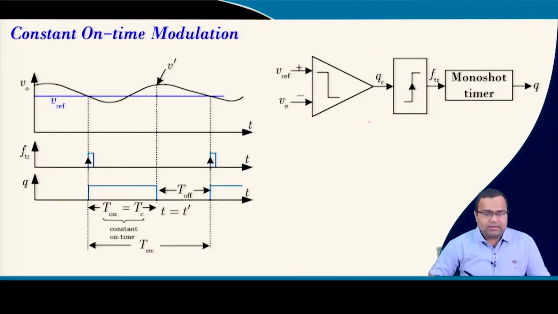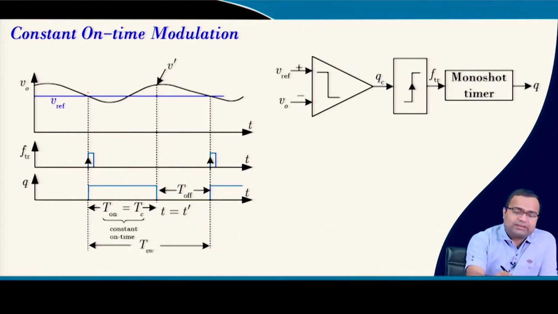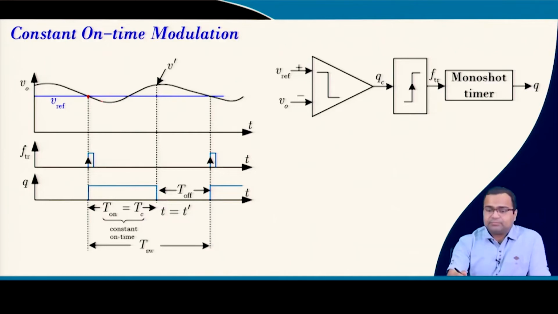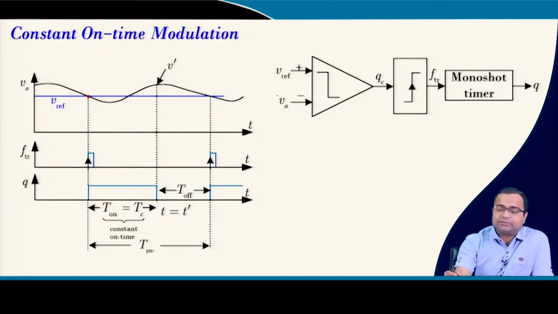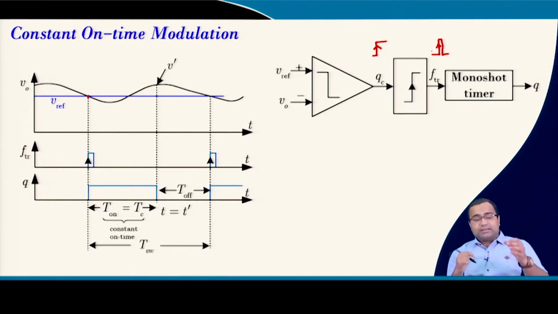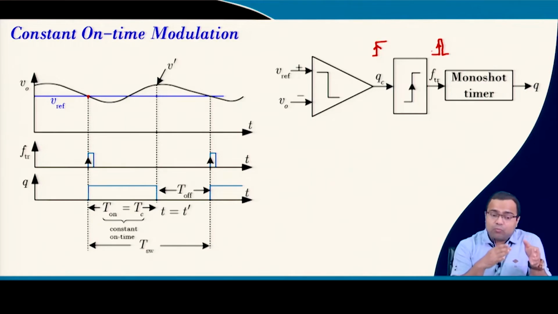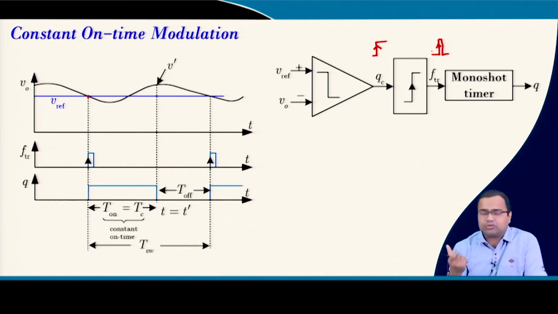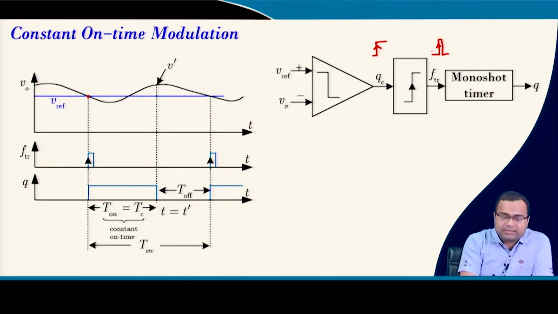Now, we discuss the very simple basic constant on-time modulator. Suppose this is a waveform. Here we show the output voltage when it tries to go below the reference voltage. Then we can find a positive edge: it goes high, and the edge detection detects a positive edge here. Then this triggers the monoshot timer, and the monoshot timer is loaded with a constant on time, that means a fixed value, and this is my constant on time.